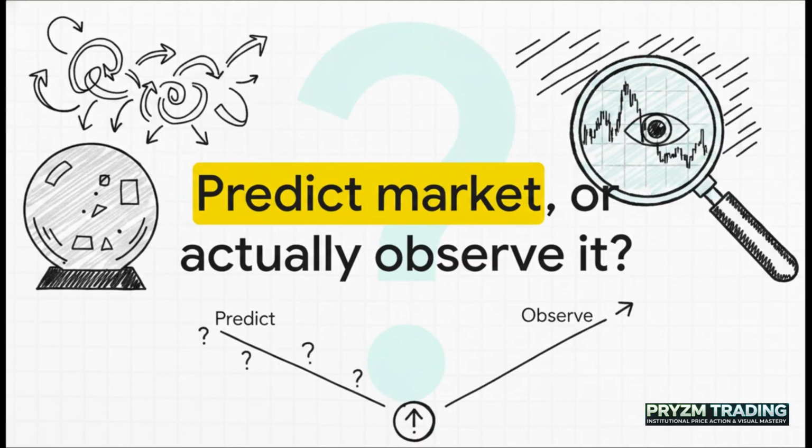I'm going to leave you with this final, absolutely crucial question. The very next time you open your charts, I want you to look at your lines, look at your setups, and ask yourself honestly, am I predicting the market or am I actually observing it? Because the moment you finally let go of what you want the market to do, you unlock the secret to trading what you actually see.